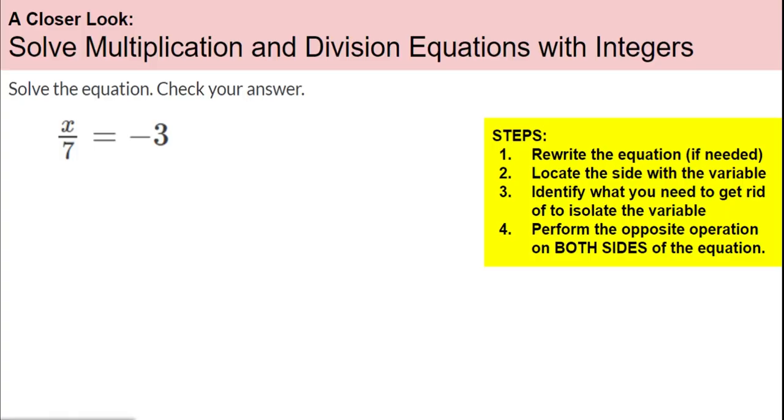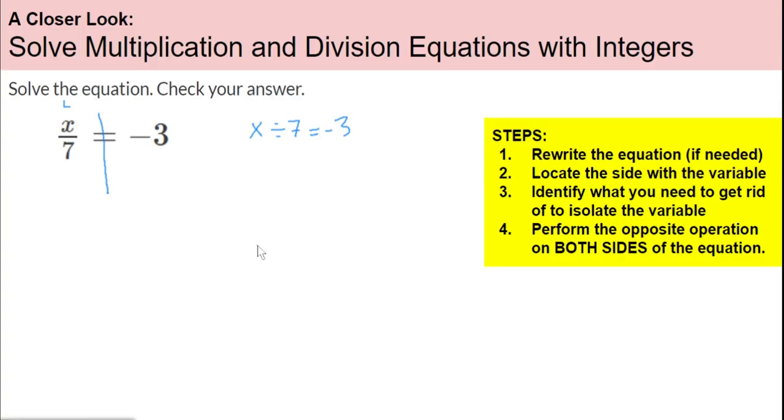All right. So step 1, rewrite the equation if needed. Now, maybe you could rewrite this if you wanted to. You could probably say x divided by 7 equals negative 3, if that makes your life easier. Or you could keep it like that. Step 2, what side is the variable on? The variable is on the left side. There's two sides, so the variable is on the left side.